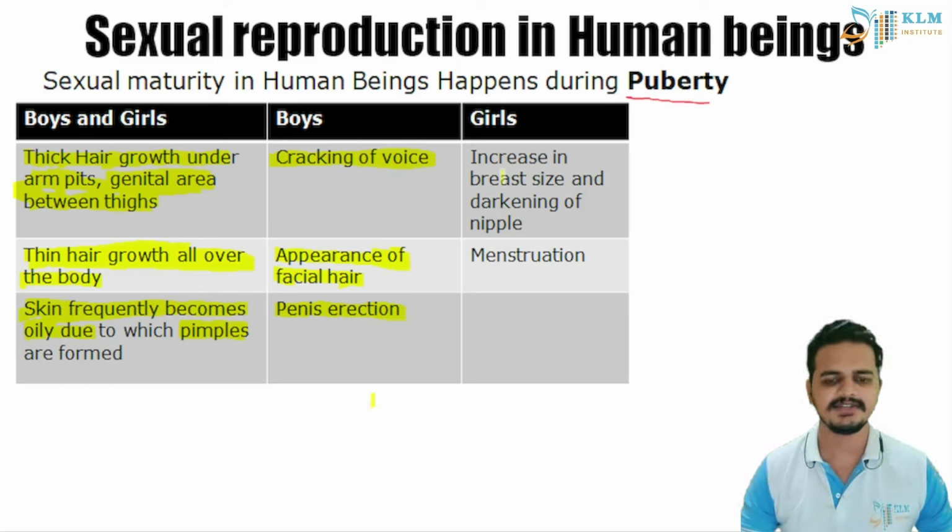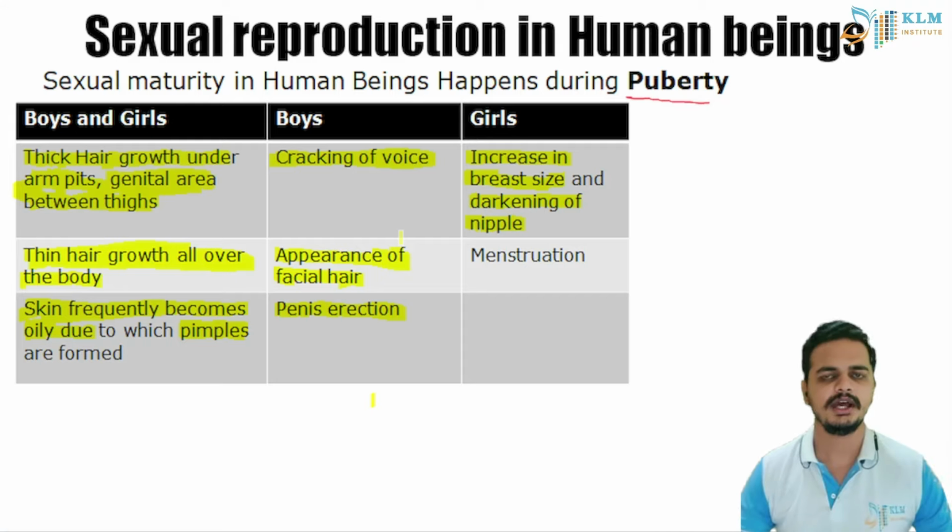Similarly, in girls, we can see an increase in breast size and darkening of the nipple. Why does the breast size increase? When we are sexually mature, the body is telling us that you are ready to have babies. To accommodate the mammary glands for breastfeeding, the increase in breast size is seen.